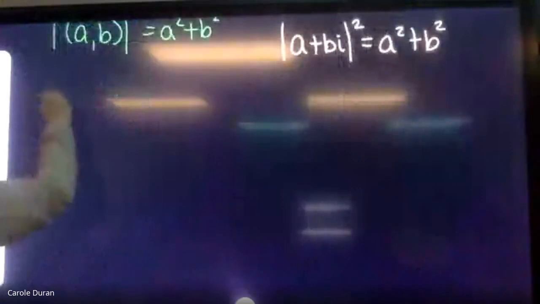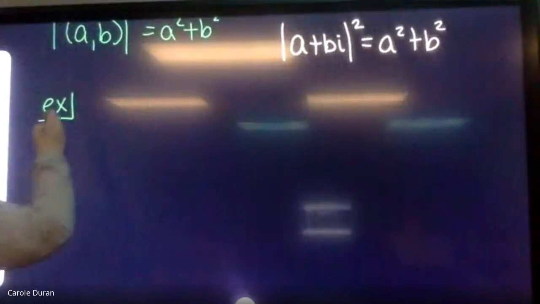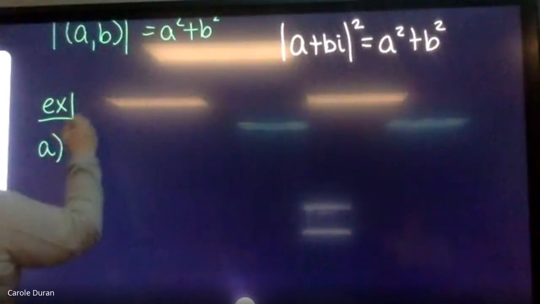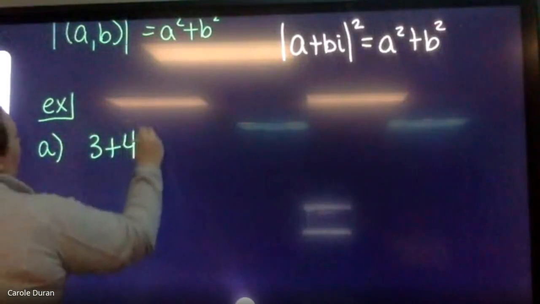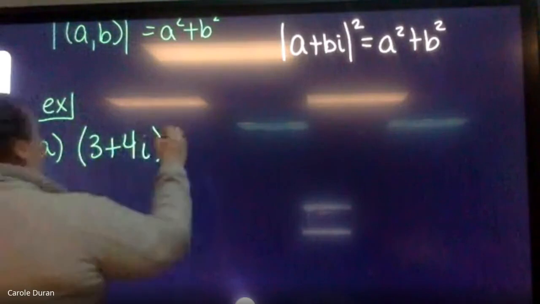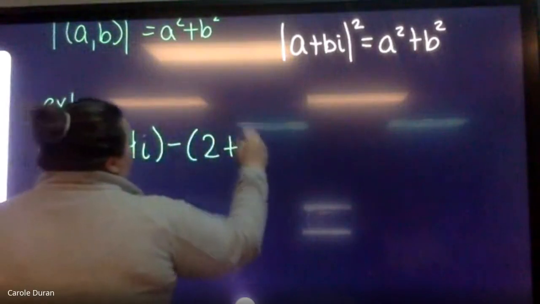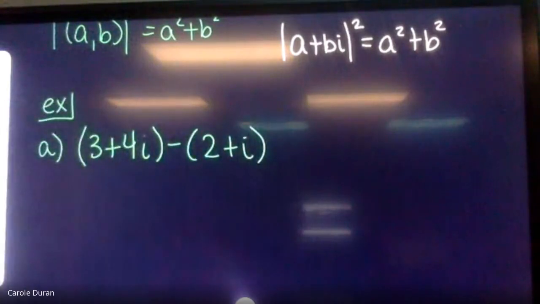Magnitude examples. So the first one we're going to do is 3 plus 4i minus 2 plus i. So here I have two different complex numbers that I am subtracting.